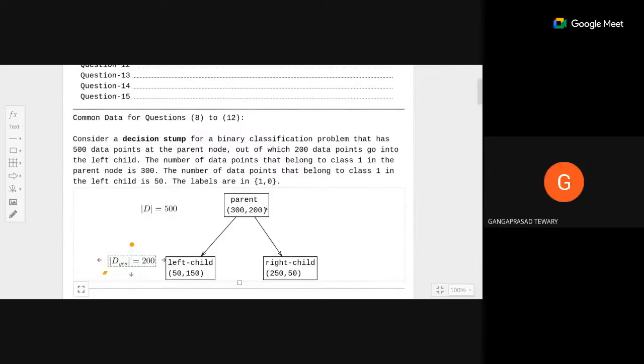Sir, a quick clarification. Here left side is yes, right? That is the standard practice. Left is yes, right is no.